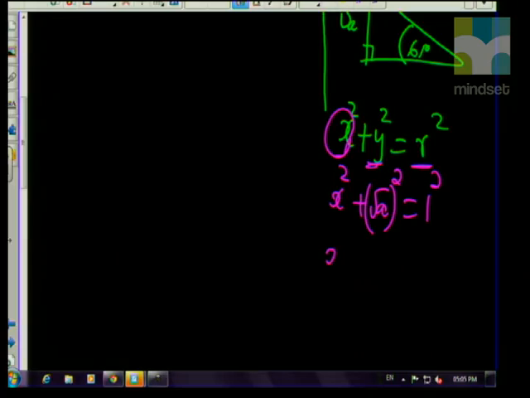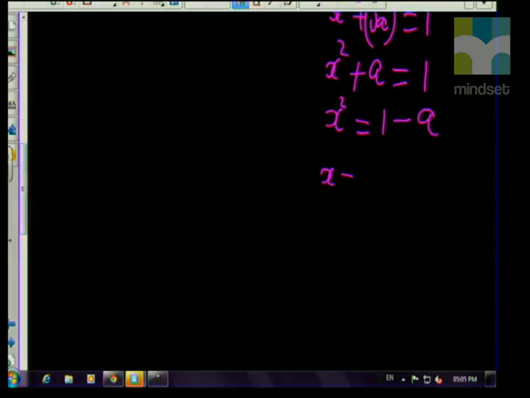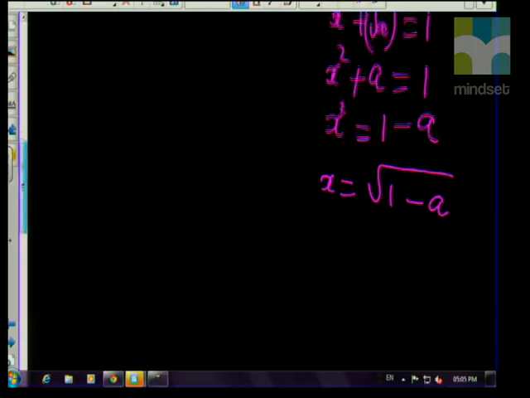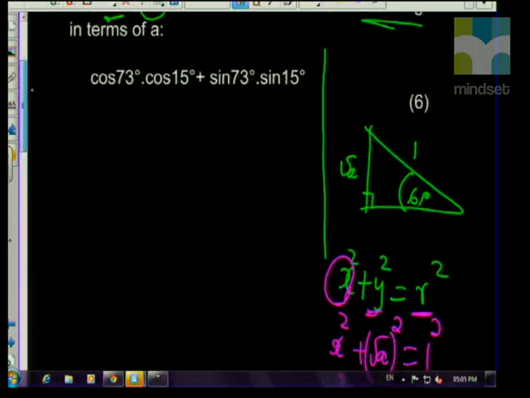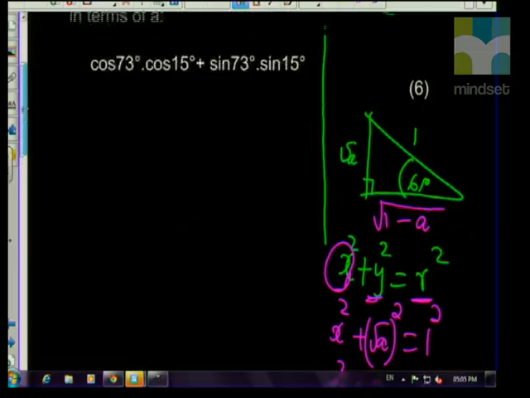So now this is x squared plus the square root of a squared, which gives us a. So then we've got x squared equals 1 minus a. Therefore, your x is plus or minus the square root of 1 minus a, right? But I've got a plus, it's in the first quadrant. So it means that I have the square root of 1 minus a there.